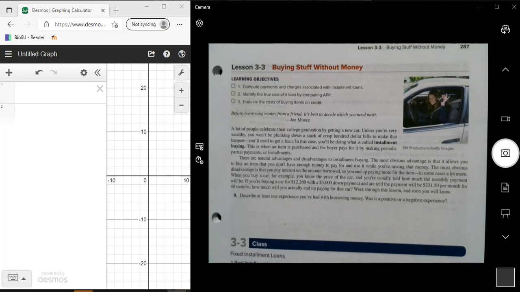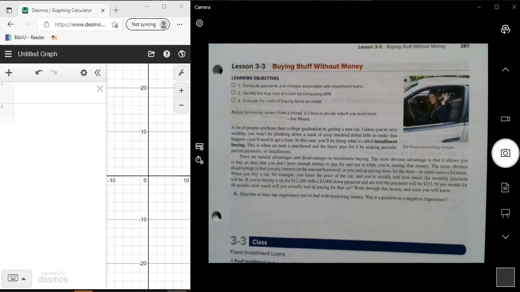When you buy a car, for example, you know the price of the car and you're usually told how much the monthly payment will be. If you're buying a car for $12,260 with a $3,000 down payment, and are told the payments will be $231.50 per month for 48 months, how much will you actually end up paying for that car? Work through this lesson and soon you will know.